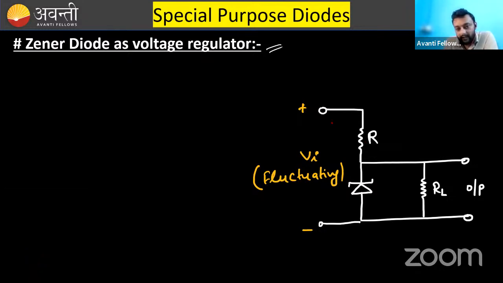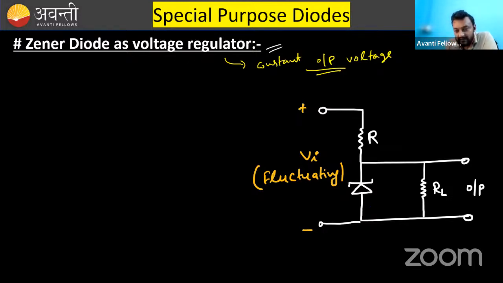A voltage regulator is a device which gives constant output voltage, irrespective of the fluctuations in the input. If your input voltage is fluctuating too much, the output voltage will remain constant. That's what voltage regulators do.